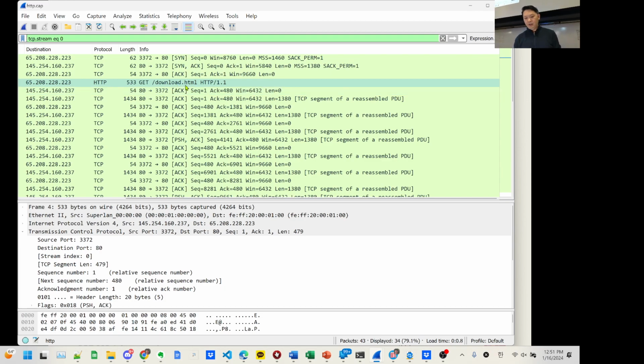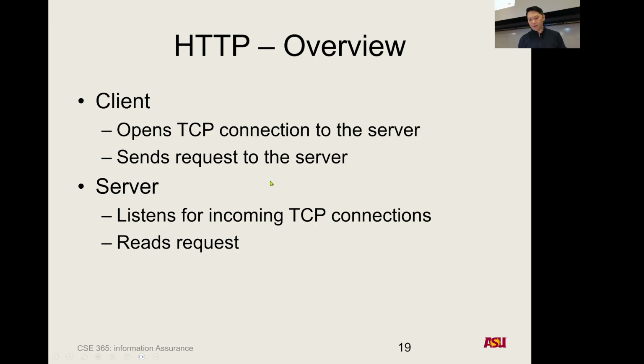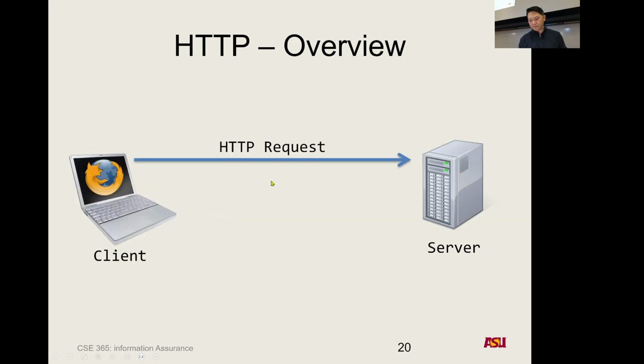The GET download.html, protocol version 1.1. Okay, so that's a normal sequence. Open the TCP connection first, that's a three-way handshake. The server listens, and the client sends the request. The server reads the request and sends the response. So the client sends the HTTP request with some method. I will talk about that.